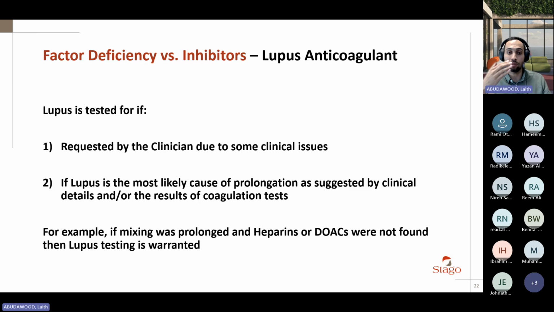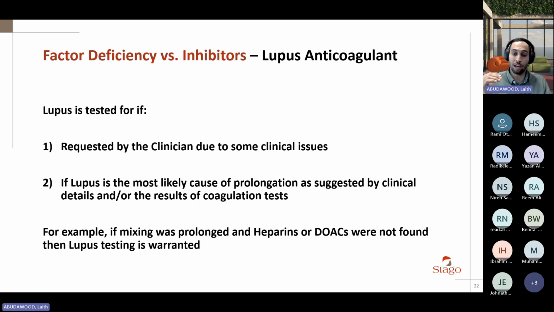Then we can check. Maybe the patient has lupus anticoagulant in their blood. Okay. I will run a lupus assay. Does the patient have lupus? We found out, for example, the patient does not have lupus. So we excluded heparin, we excluded DOACs, we excluded lupus. What else? I can check, does the patient possibly have anti-factor antibodies? So it becomes a process of exclusion. We exclude the most common things first, then we go to the less common things.